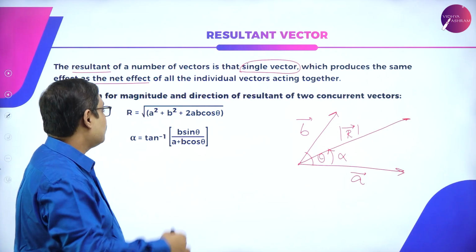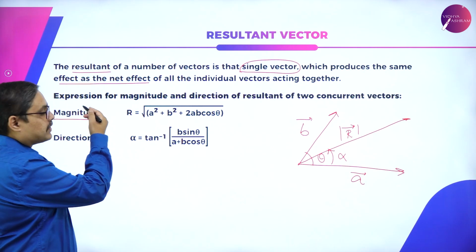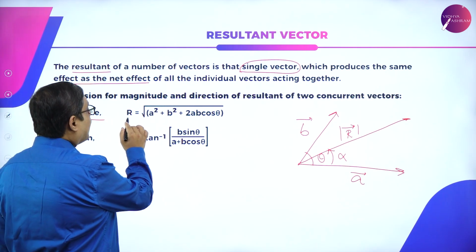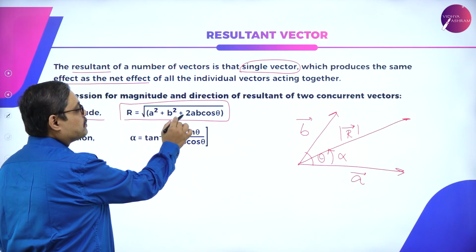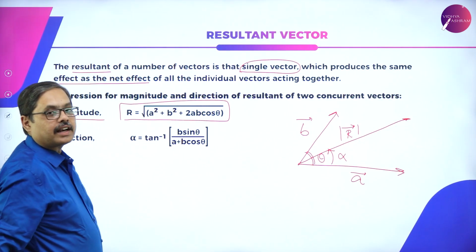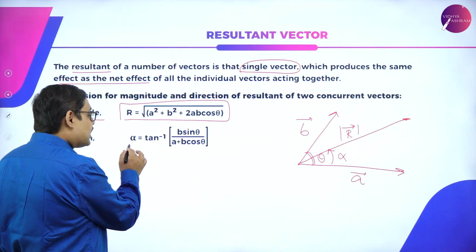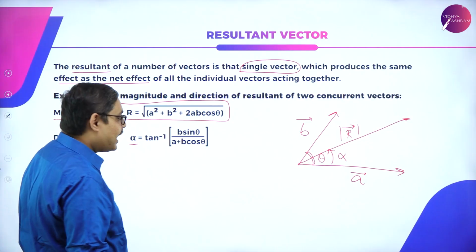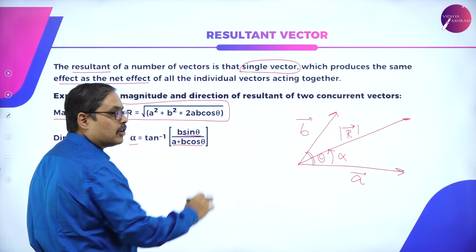I can go back to the equation. What does the equation say? The resultant of two vectors A and B is given by R is equal to the square root of A squared plus B squared plus 2AB cos theta, where theta is the angle between them. How can I obtain the direction? The direction alpha is given by tan inverse of B sin theta divided by A plus B cos theta.